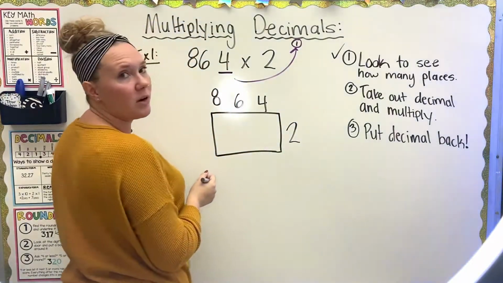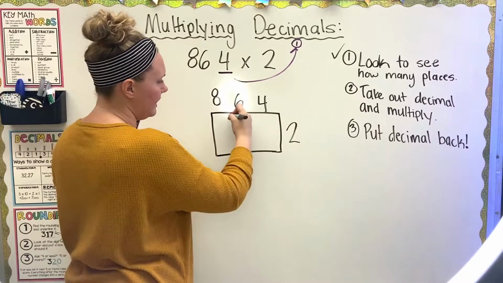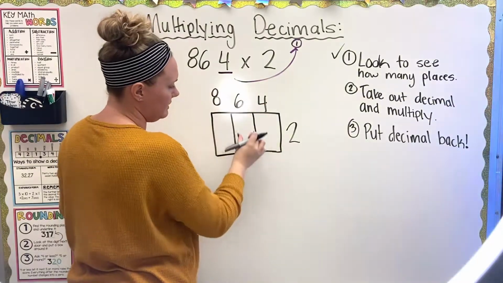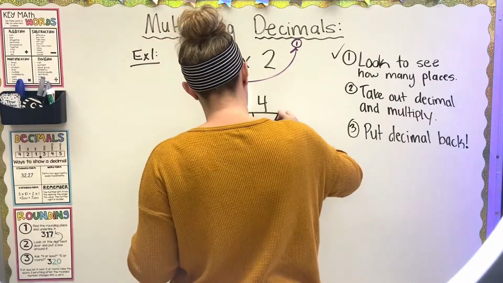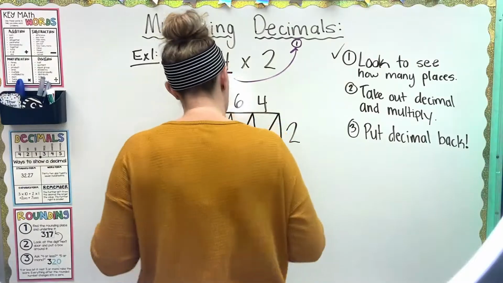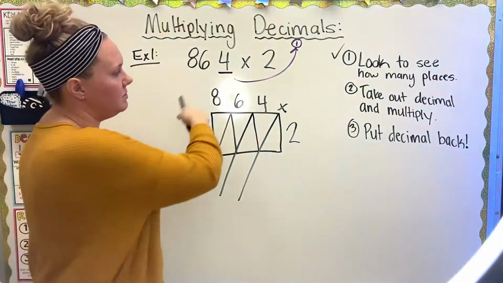864 times 2. Remember, each number needs to have its own place to stay. 8 has its own, 6 has its own, 4 has its own. And now I'm going to split up my boxes and add my little multiplication symbol to remind myself that I multiplied this way.